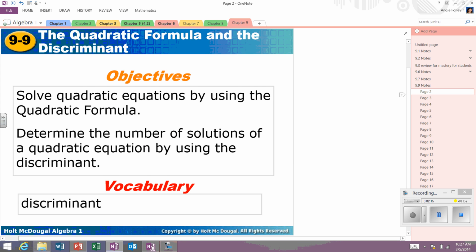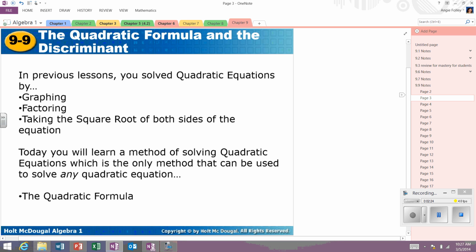Okay, so today we're going to look at using the quadratic formula to solve quadratic equations, and then also something you're going to hear is the discriminant. In the previous lessons, we've learned to solve quadratic equations by graphing, by factoring, and then we just did taking the square root of both sides.